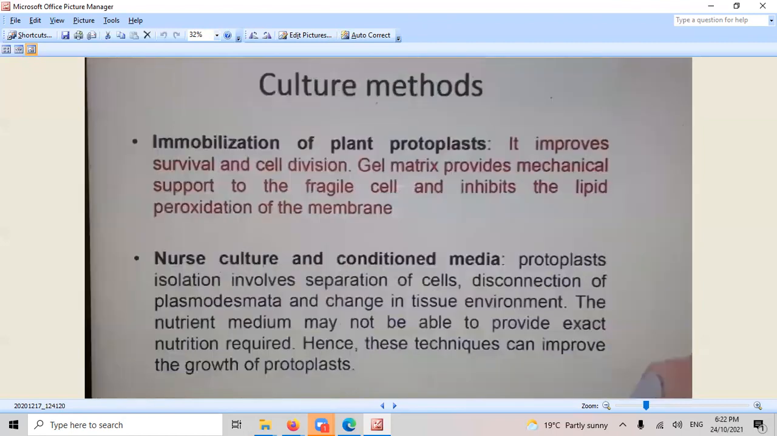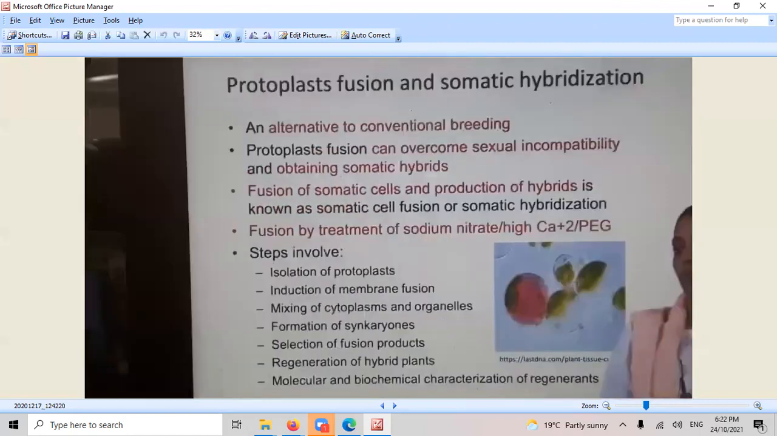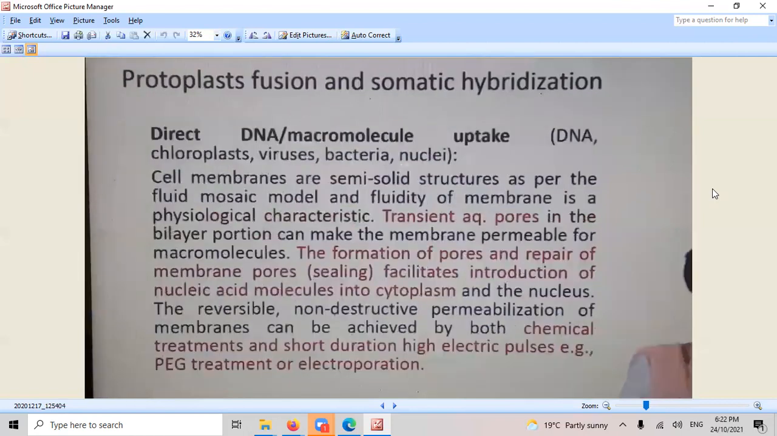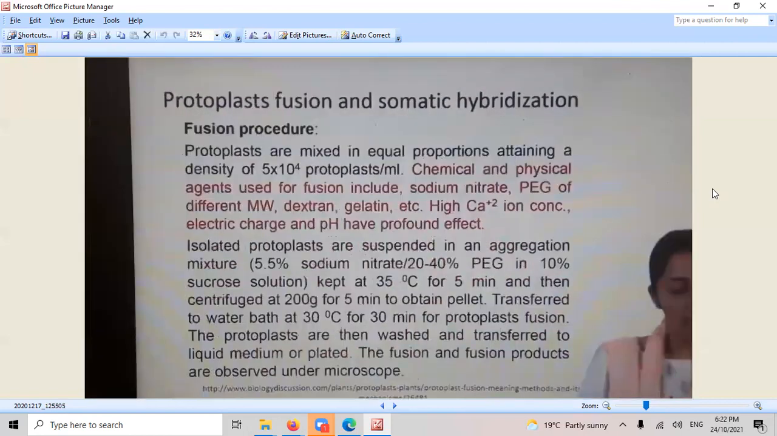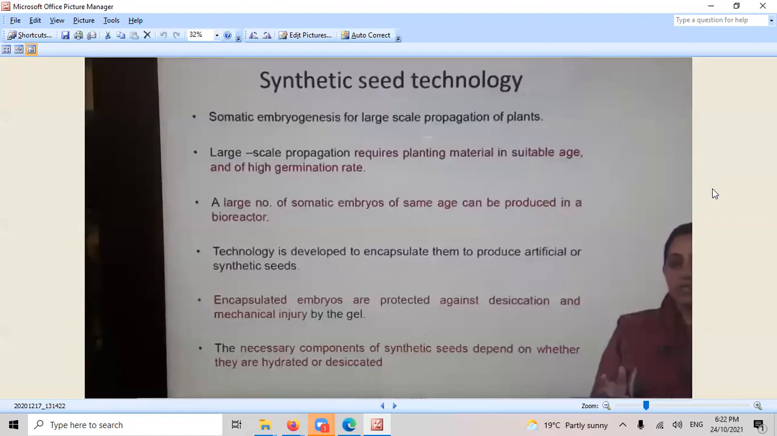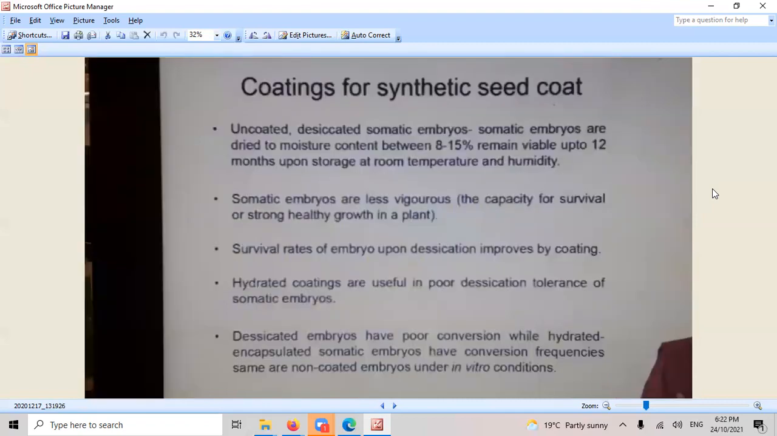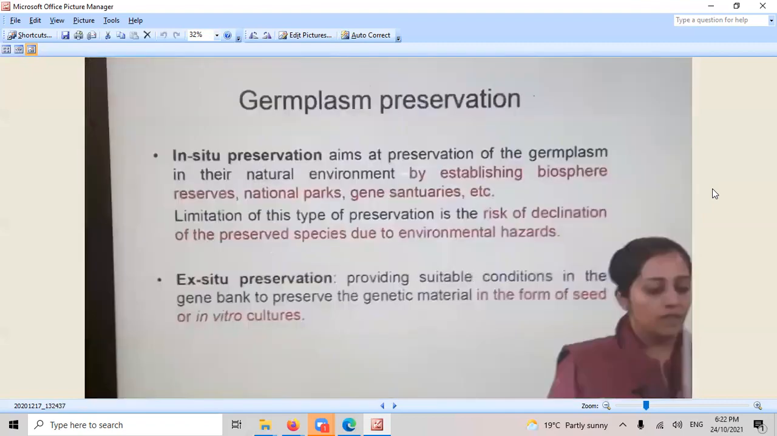Protoplast culture is a cell missing the wall. There you go, there's a protoplast. It's missing the cell wall. Animals have them. Easy to fuse and to mix with. Fusion procedures. Synthetic seeds, that is rad, those things. They're so cool. I got some of them.